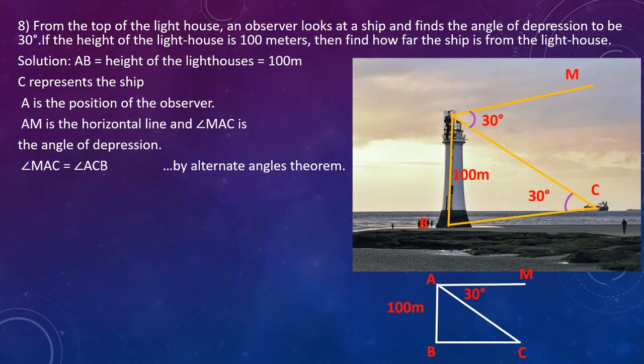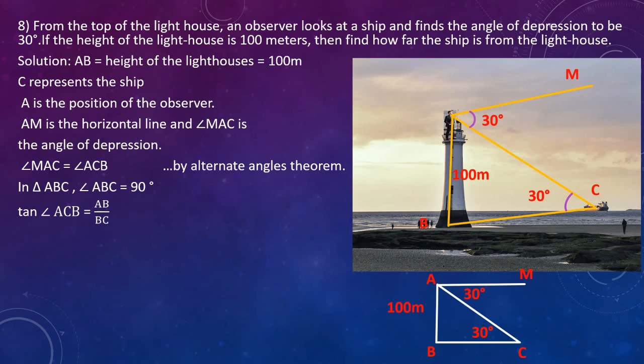Now we know that angle MAC and angle ACB are alternate angles. So we can say that angle MAC is equal to angle ACB, which is equal to 30 degrees because they are alternate angles. By the alternate angles theorem, angle MAC is equal to angle ACB. Now let us consider triangle ABC. In triangle ABC, angle ABC is 90 degrees because the lighthouse is perpendicular to the ground.